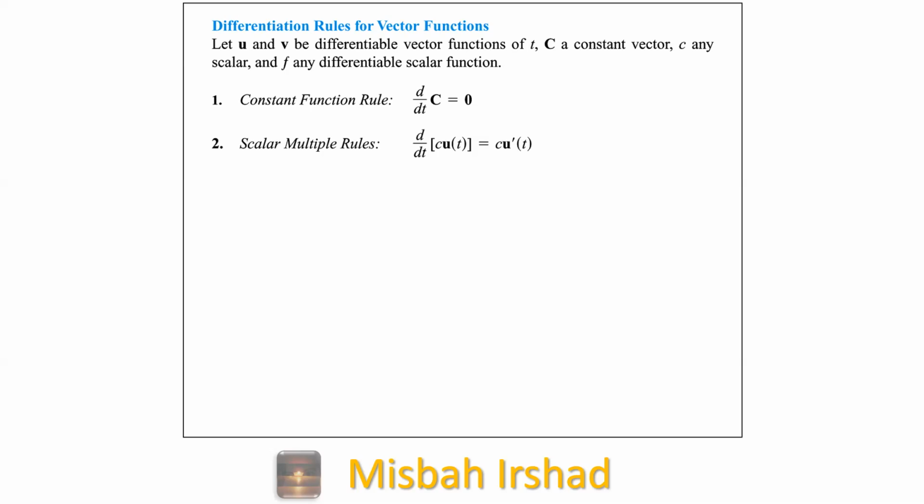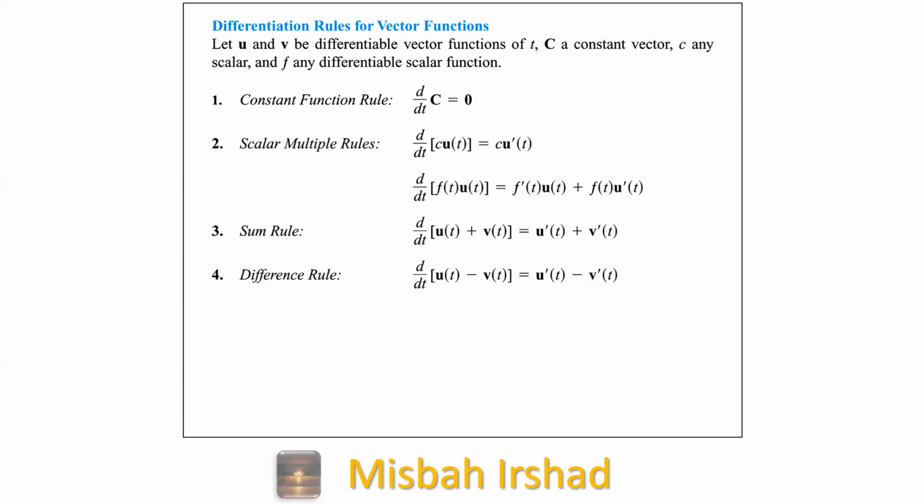Scalar multiple rule, it has two parts. First, if that scalar is a pure constant, then d by dt of c times u(t) is equal to c times u prime t, right? But if that scalar is a function of t, that is a scalar function, then we'll use the product rule, that is, the derivative of this times this vector, and then the derivative of the vector times this function. Sum rule is similar, that is, the derivative of the sum of two functions is the sum of derivatives of the respective functions. Similarly, the difference rule is also the same.